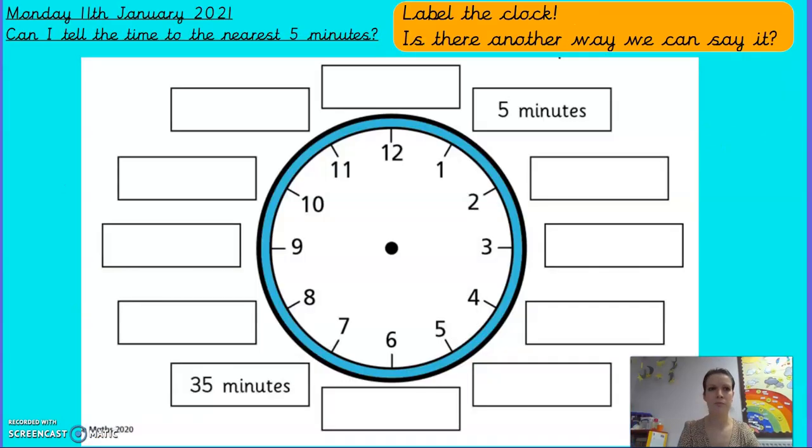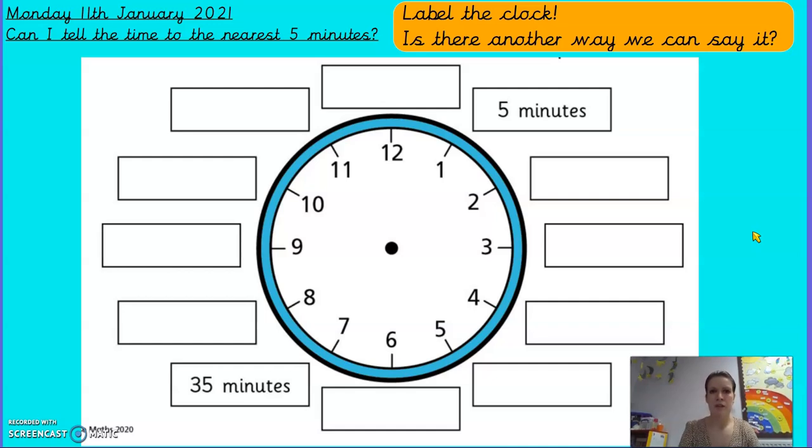Okay, I'm going to move on. So today we are going to be learning to tell the time to the nearest 5 minutes. So you will see a clock and you will see intervals of 5 minutes on here, and I want you to tell me what goes in each box. So fill in the clock. You can write it down, draw it out on a piece of paper, and give it a go. So now's a good time to pause the video and have a go at that question.